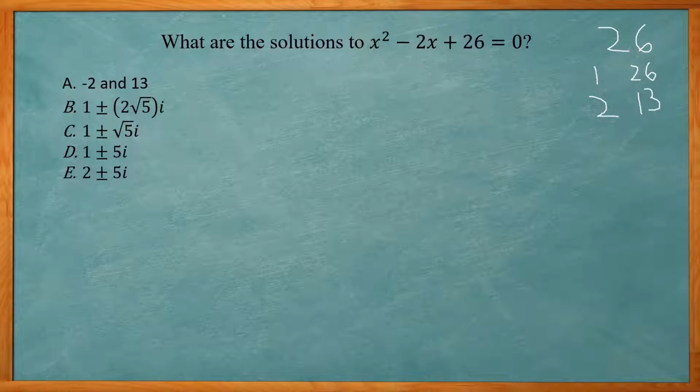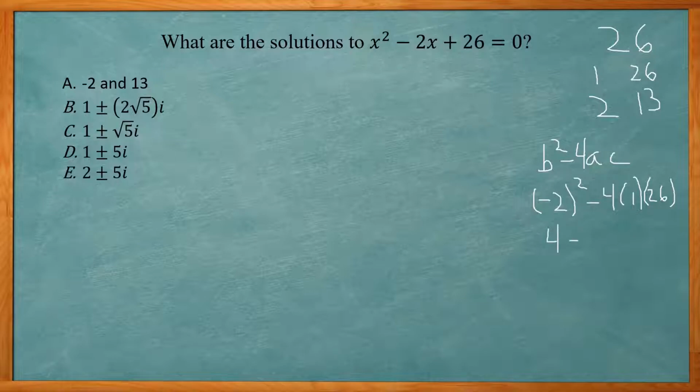Now if we look at our discriminant, the b squared minus 4ac, we're going to have negative 2 squared minus 4 times 1 times 26. Negative 2 squared is going to give us 4. And then 4 times 1 times 26 is 104. That's going to end up giving us negative 100. And remember, when we have a negative number, a value less than 0, we're going to have two complex roots.